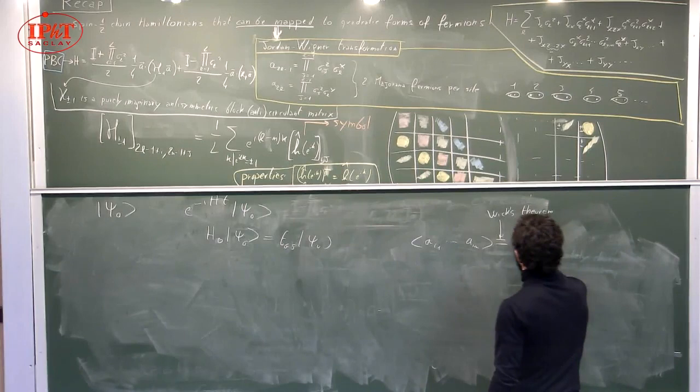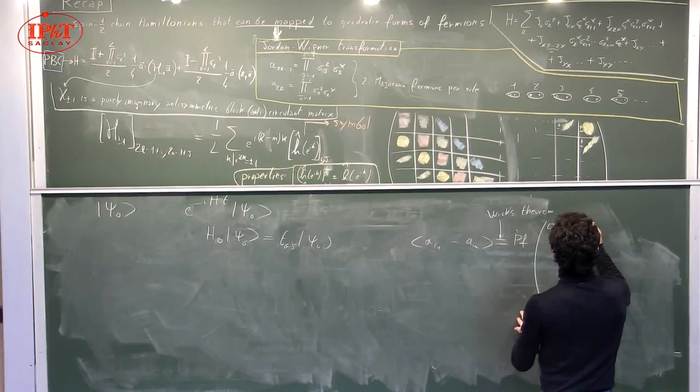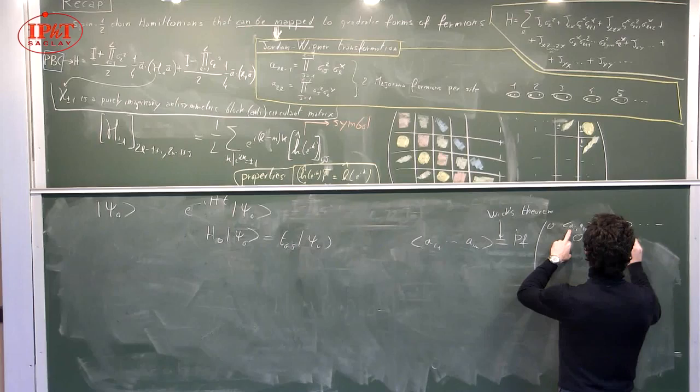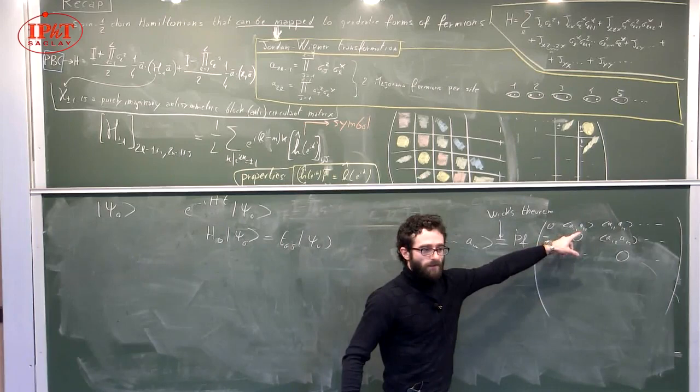It is the Pfaffian of a matrix with entries zero, a_i1 a_i2, a_i1 a_i3, and so on; here you have zero, a_i2 a_i3, and so on, zero and so on. So you construct an anti-symmetric matrix with the two-point correlators of the Majorana fermions.